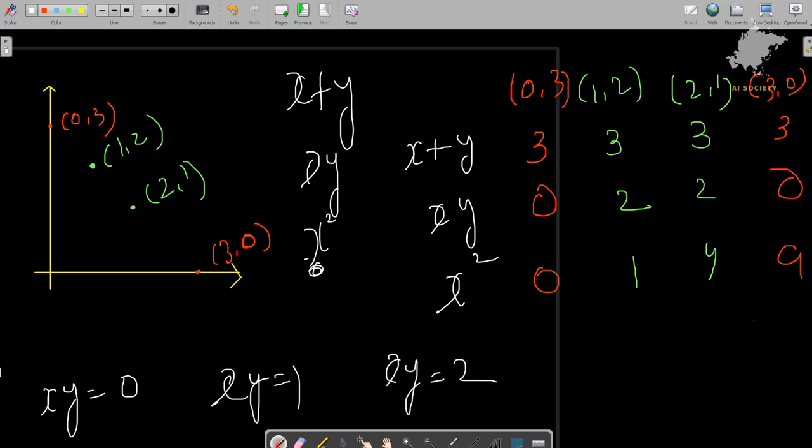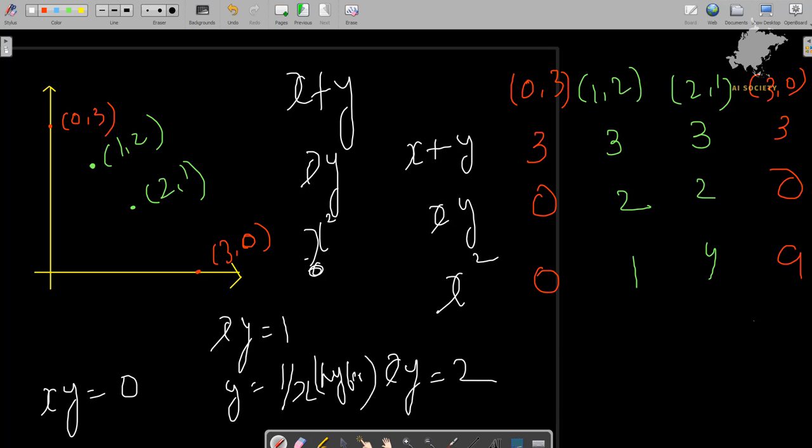Let me do one thing. Let's remove this, and I'll say xy is equal to 1 is our answer. So this equation can be written as y is equal to 1 by x, and 1 by x represents the hyperbola.